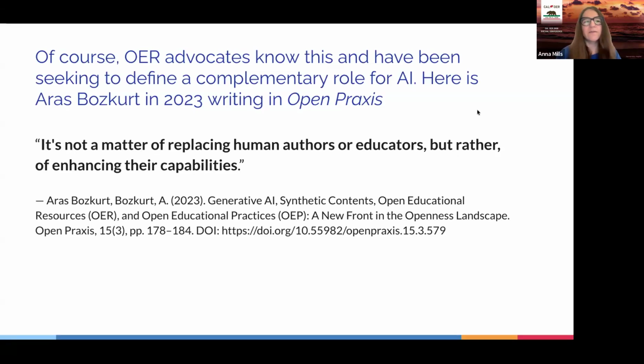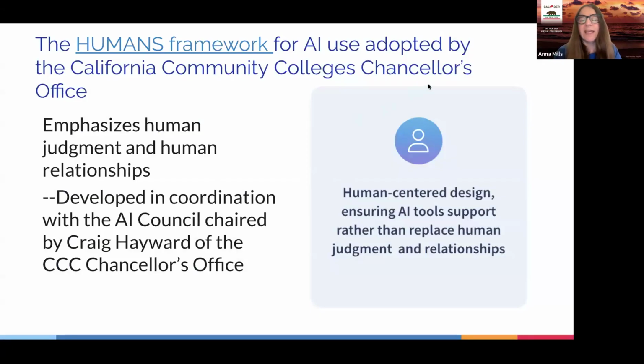So I think we've seen since early on, Eras Boskurt in 2023 writing that it's not a matter of replacing human authors or educators, but rather of enhancing their capabilities. So that's been the hope. And I think the California Community College's Chancellor's Office put out this humans framework for AI use in education that emphasizes supporting rather than replacing human judgment and relationships in education.